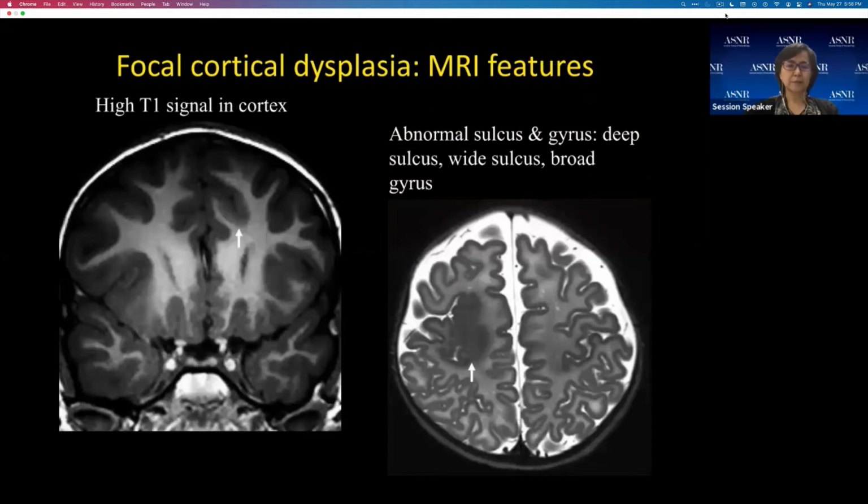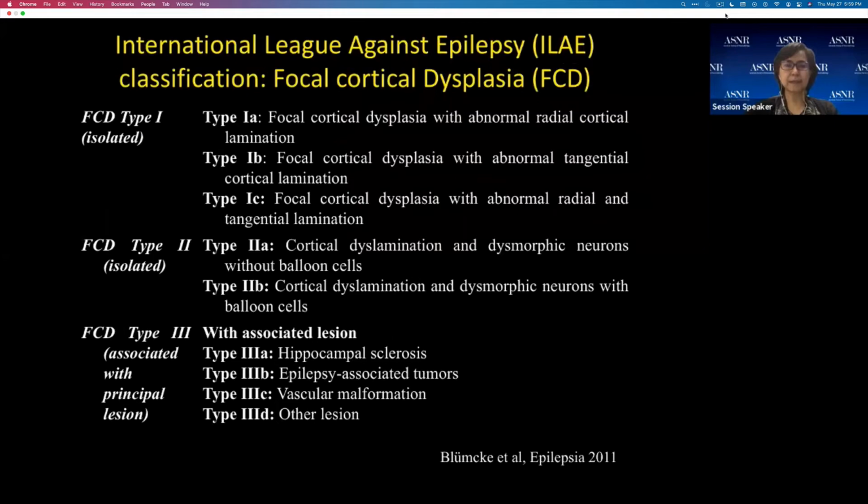The other features of focal cortical dysplasia include high T1 signal in the cortex and abnormal sulcation and gyration pattern. In the International League Against Epilepsy classification of focal cortical dysplasia, there are 3 subtypes. Type 1 and type 2 lesions are isolated lesions, and type 3 lesion includes focal cortical dysplasia associated with an additional lesion, such as hippocampal sclerosis, epilepsy-associated tumors, vascular malformations, and other lesions.